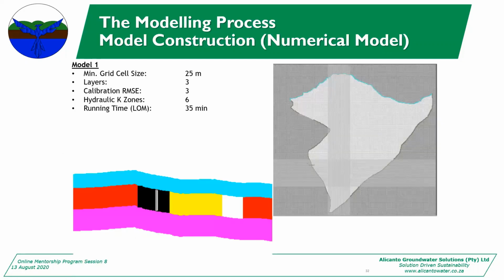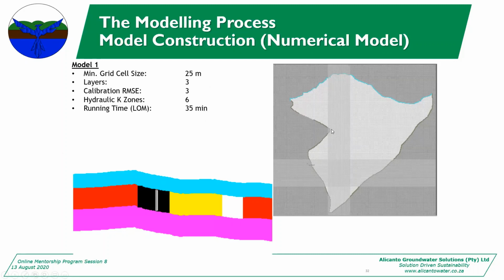You know, for example, in this model, the smallest grid cells were 25 meters. I had 3 layers. I achieved a root mean square error of 3. And I had 6 conductivity zones. And it took 35 minutes to run for the entire life of mine.